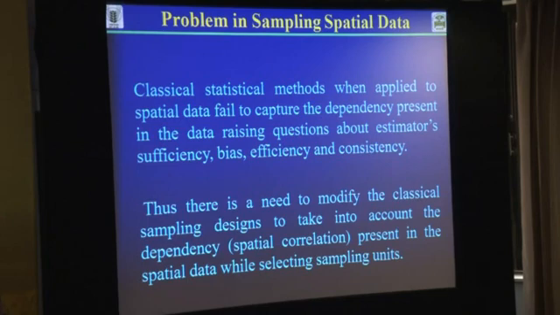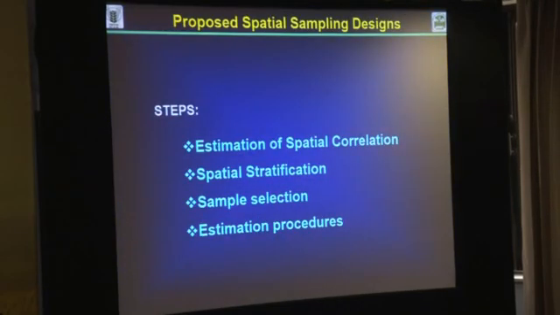And therefore, there is a need to modify the classical traditional sampling designs like simple random sampling or stratified sampling or systematic sampling in view of the spatial data. And we all know that dependency in the spatial data is accounted by the spatial correlation. So this proposed sampling design has been developed in order to take the dependency into account using the unique property of spatial data, that is spatial correlation.